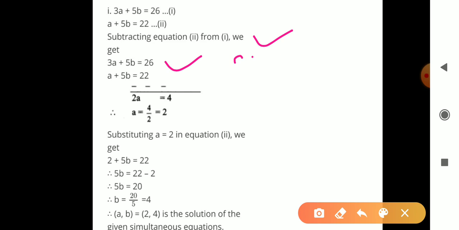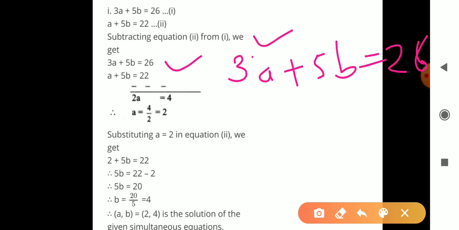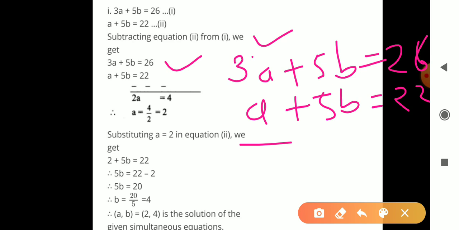So write here separately 3a plus 5b equal to 26, and the second equation, that is a plus 5b equal to 22. Now in case of subtraction, signs change, and therefore we have to make a sign change here. So this a has a plus sign, so this sign changes to minus. B has a plus sign, so this changes to minus, and this 22 has a plus sign, so this also becomes minus. So we do the sign changes, then see the solution.